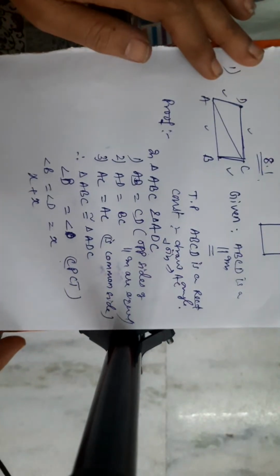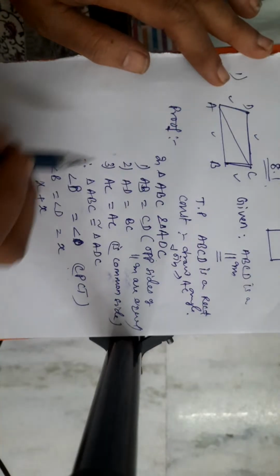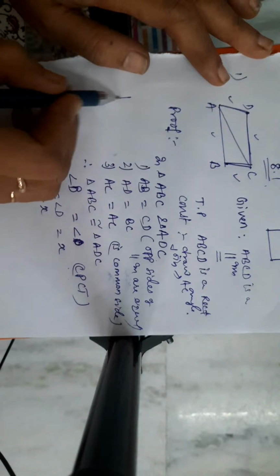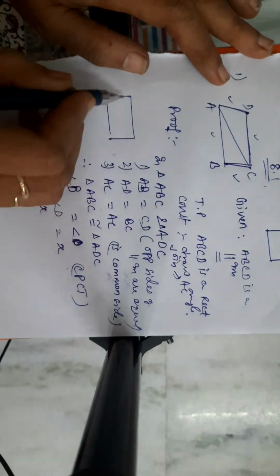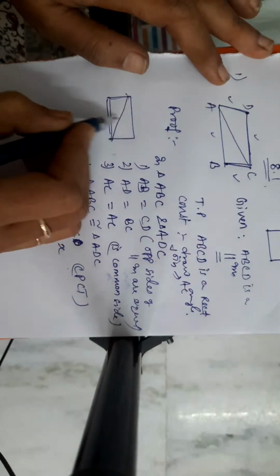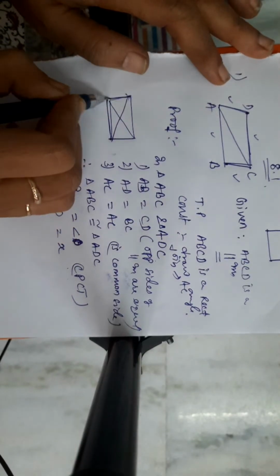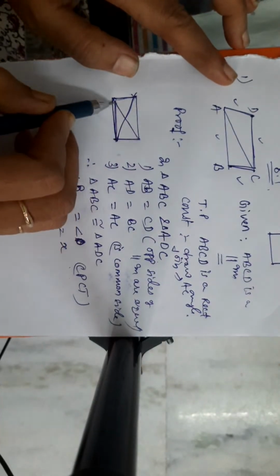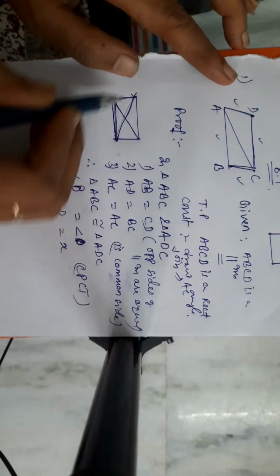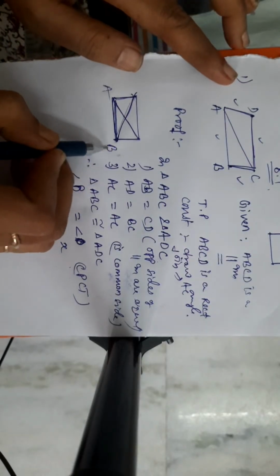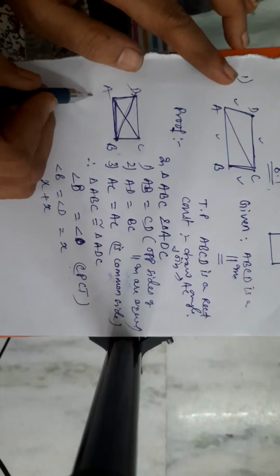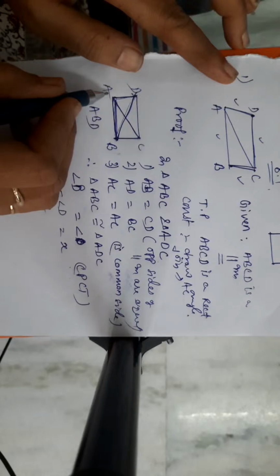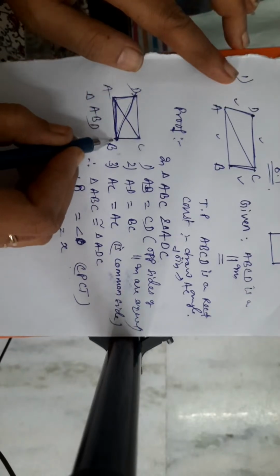See here, prior to this, one more thing we can do. Instead of these two triangles, if we take the triangles in this way, that's the better way to make the triangles congruent. So here choose these two triangles. Once again, A, B, C, D. If I take triangle A, B, D and triangle A, B, C.